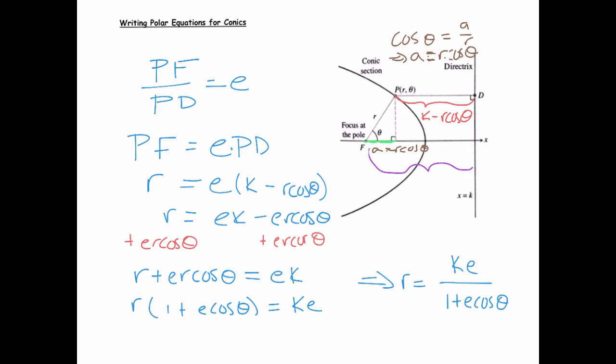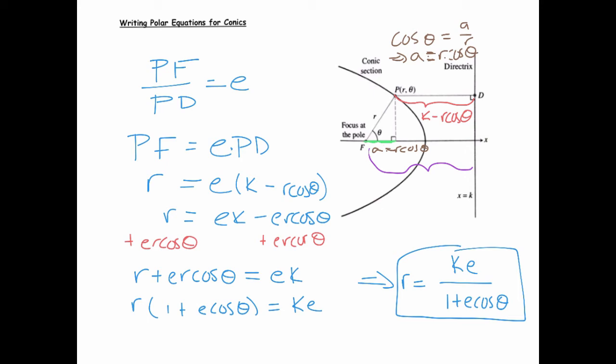All right? So that is one equation for a conic in polar form. And the type of conic is, just to remind you, going to depend on what E is. If E is less than 1, it's an ellipse. If E is equal to 1, it's a parabola. And if E is greater than 1, it'll be a hyperbola.